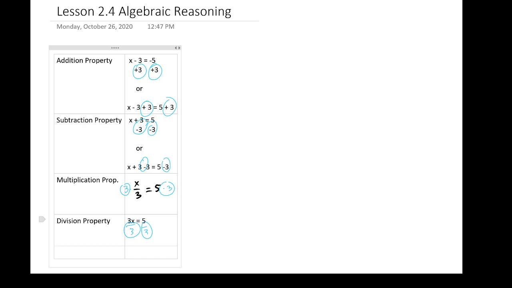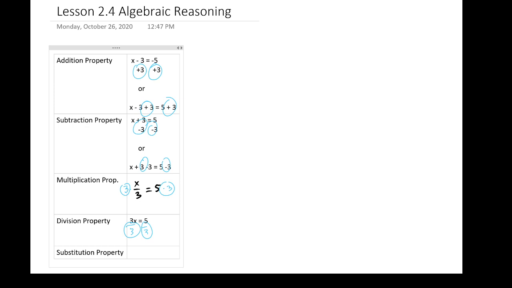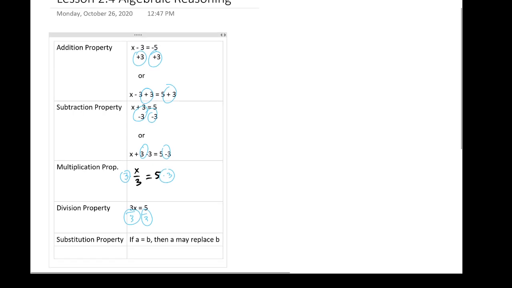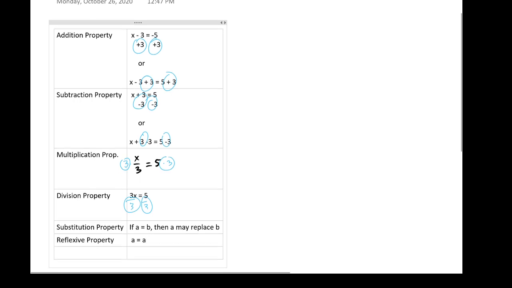You guys are going to know these things, though. Here are a few more that we may not actually have names for. We should be familiar with the following, which is the substitution property. The substitution property effectively states that if A is equal to B, then A may replace B. It's a direct replacement. There's the reflexive property, which some people kind of snicker at when they see this, which just states that A is equal to A.